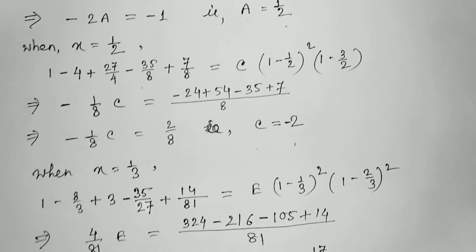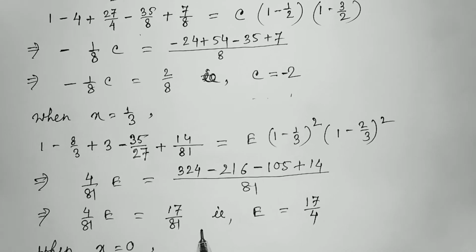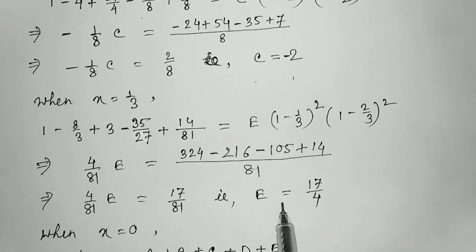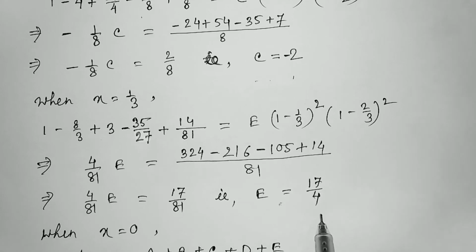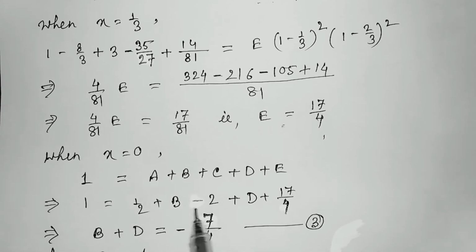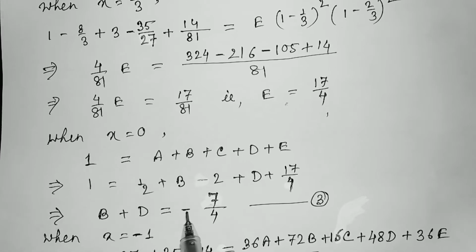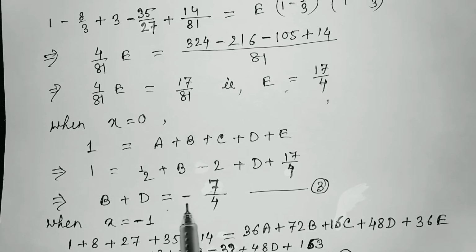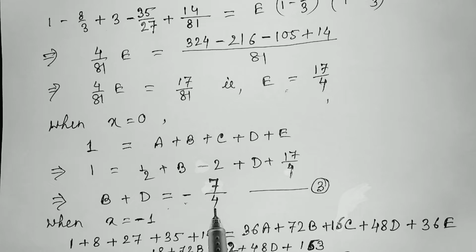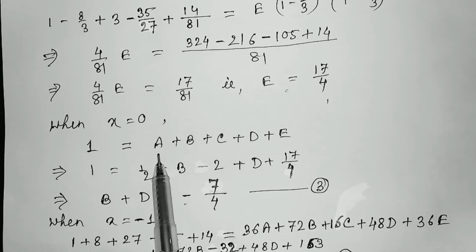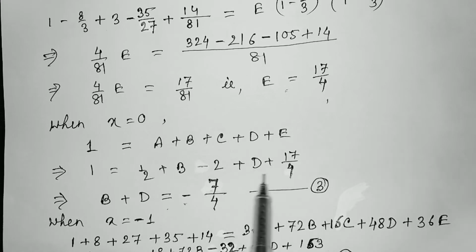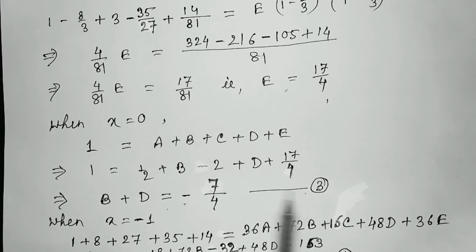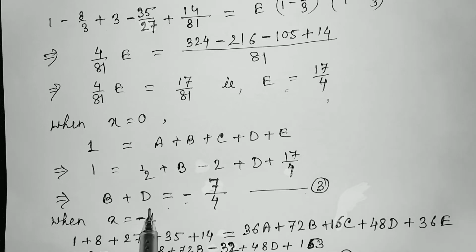Then when x equals 1 by 3, we will find the value of E, which is 17 by 4. Now when we substitute x equals 0 in equation number 2, we find B plus D equals minus 7 by 4. Because we know the values of A, C and E already, we substitute these values in this equation. So we will get another equation, let it be 3, in terms of B and D.